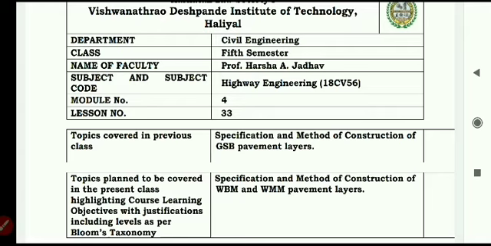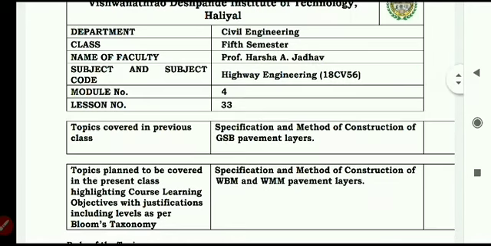Many quality control tests are conducted on the aggregates. In the same fashion, many quality control tests are also conducted on the bitumen. As bitumen is one of the binding materials in the construction of highways, we need to perform many quality control tests for the bitumen. So only the specification will tell you the standard limitations for that particular material.